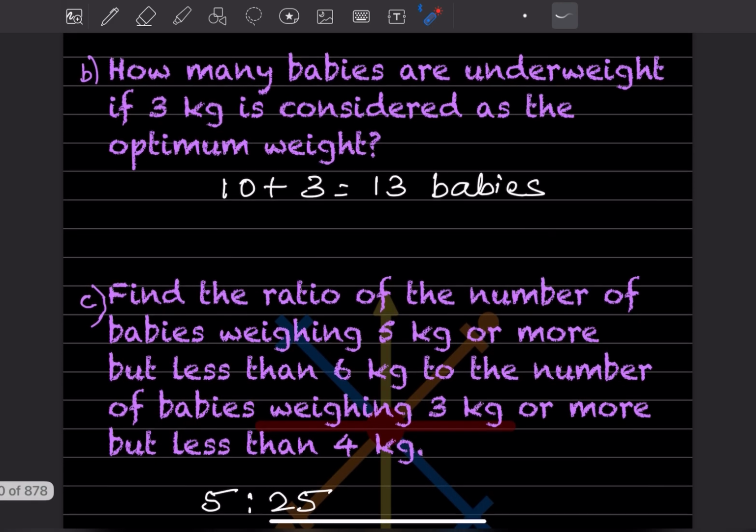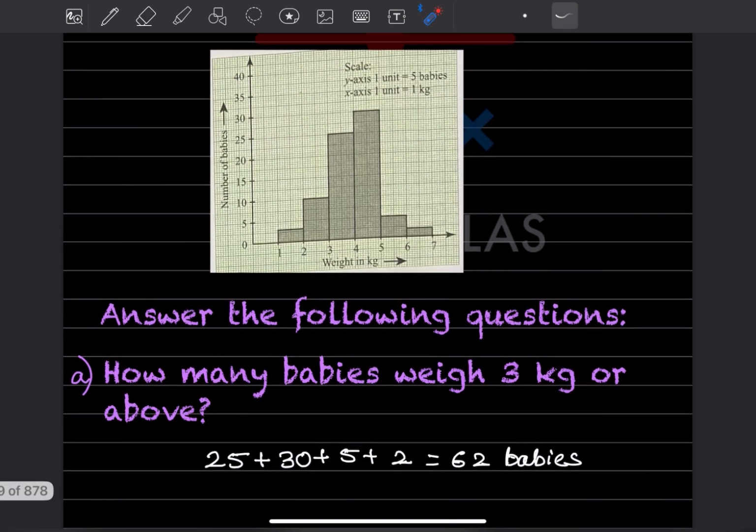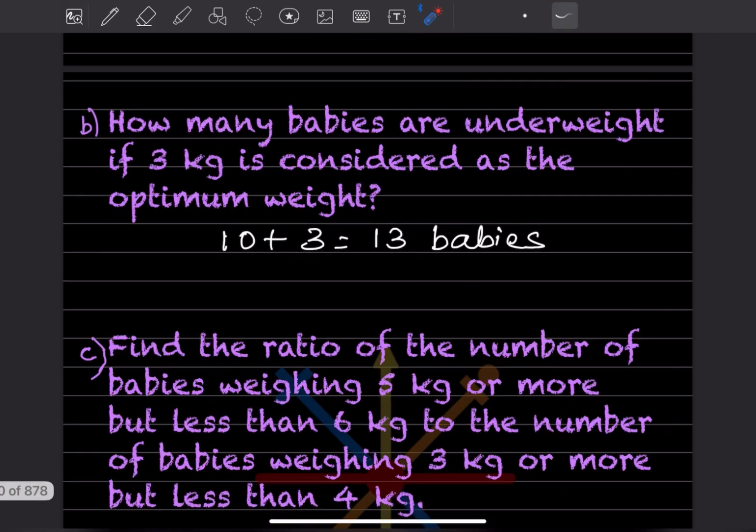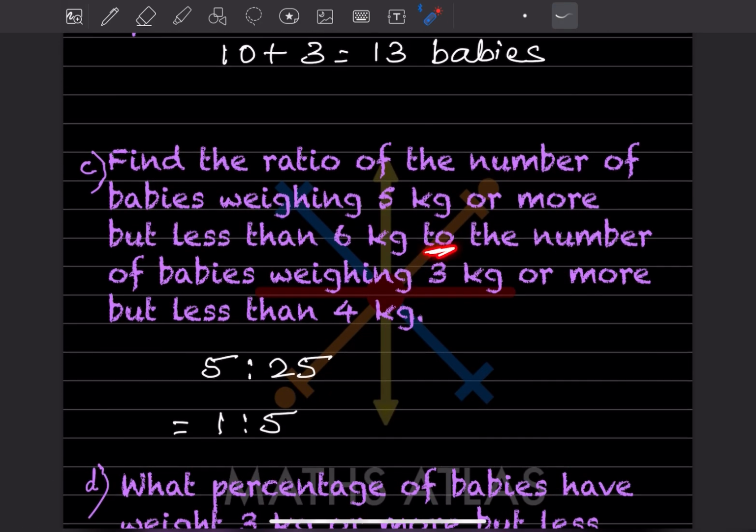Find the ratio of the number of babies weighing 5 kg or more but less than 6 kg. So here you have to consider this one. See, 5 kg or more means here, but it is less than means you have to consider this one. So this is going to be 5, and then 2. 2 means that is the ratio.